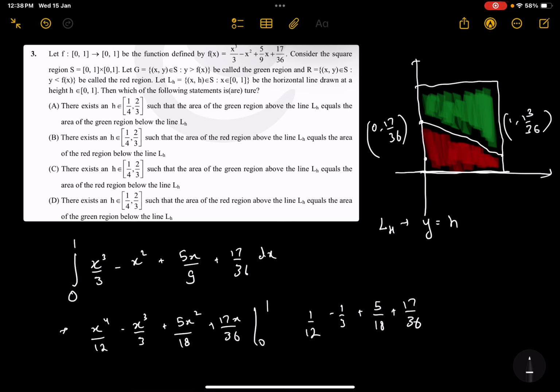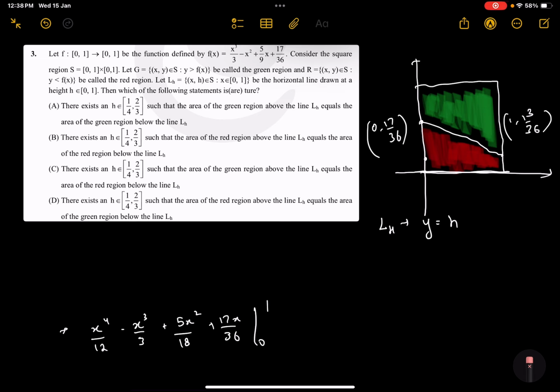So this is minus 1 by 4. These two: 5 by 18 is 10 by 36 plus 17 by 36, 27 by 36, which is 3 by 4. 3 by 4 plus minus 1 by 4 is half. So area of red region is half, which means that the area of green region is also half. So area of this region is half, the area of this region is half.